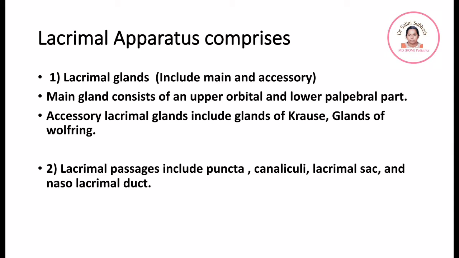Lacrimal apparatus comprises 1. Lacrimal glands, 2. Lacrimal passages. The lacrimal glands include main and accessory lacrimal glands. The main gland consists of an upper orbital and lower palpebral part. Accessory lacrimal glands include glands of Krause, glands of Wolfring. The lacrimal passages include puncta, canaliculi, lacrimal sac, and nasolacrimal duct.